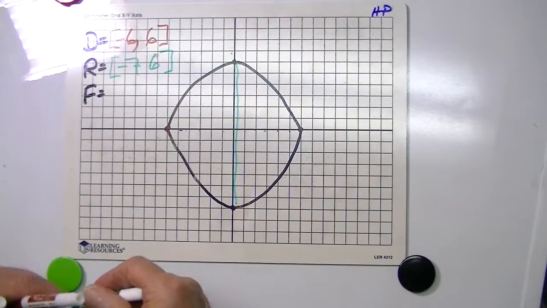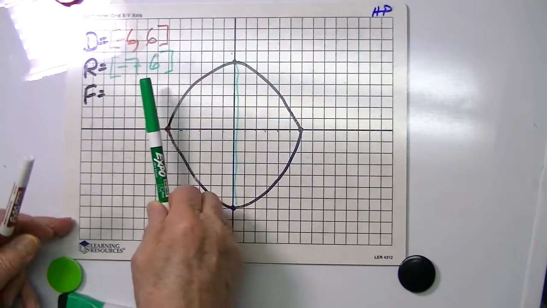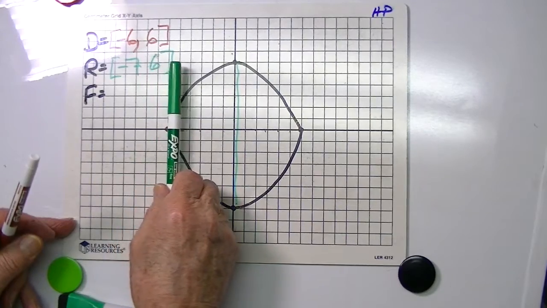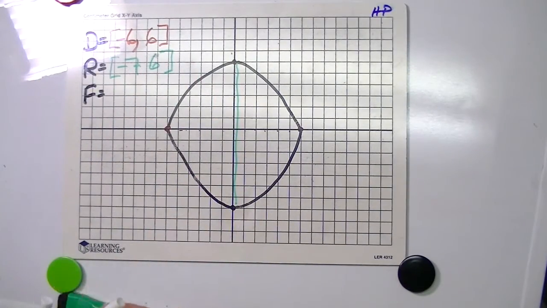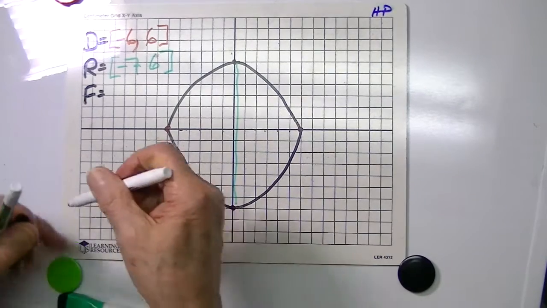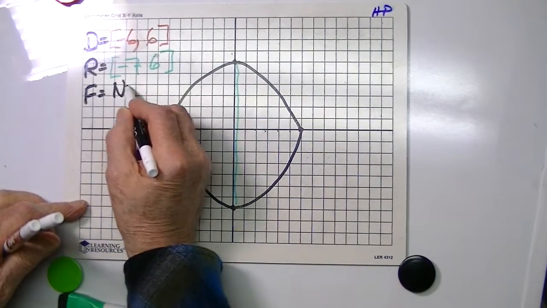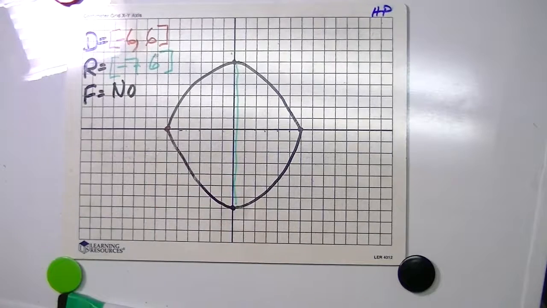And is this a function? Well, as you move your vertical line over the graph, you see it's intersecting in two places. And I think we did that before. So this would not be a function. Okay, this is a little lab work here.